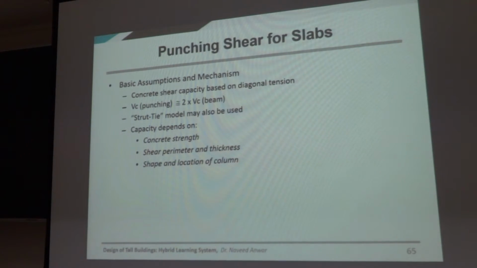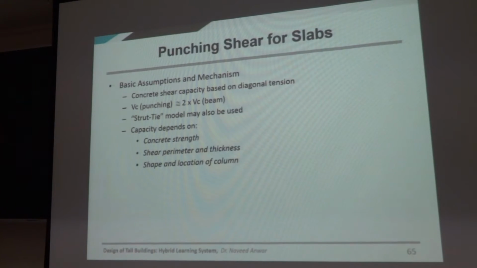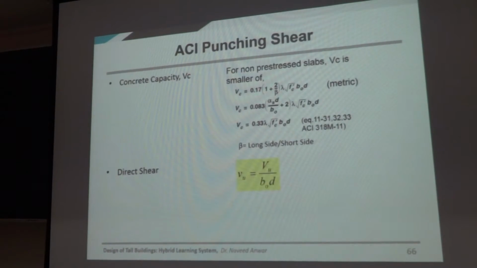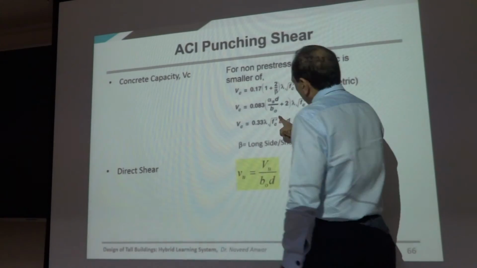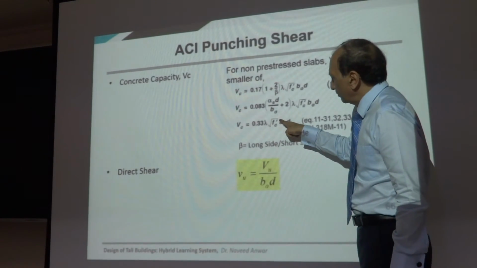Strut and tie model can be used, if you remember. Shear strength, concrete strength, parameter thickness, shape and location. So these are the formulas to calculate the punching shear based on the concrete capacity alone. And you can see from here that this important thing is V naught.